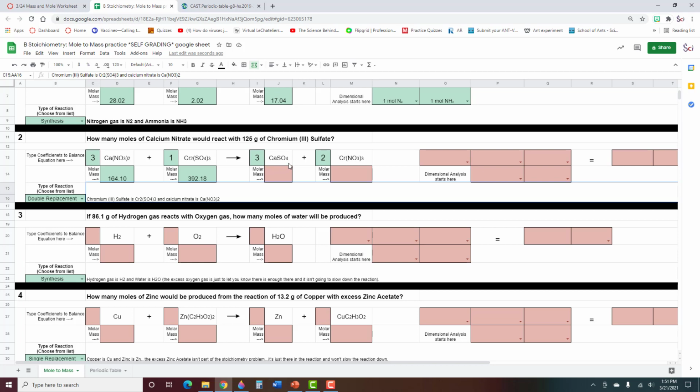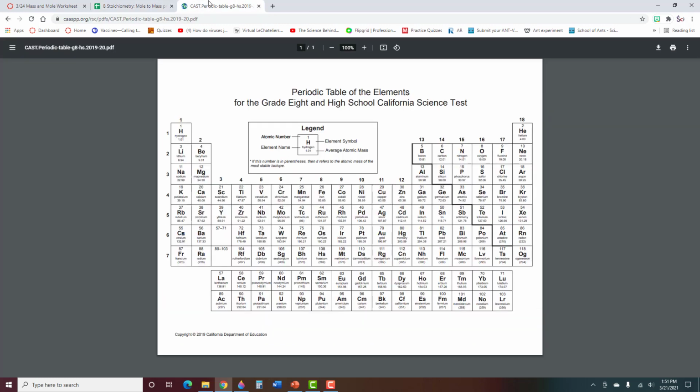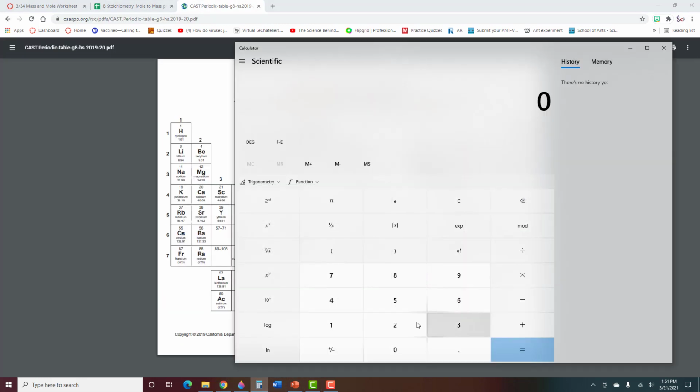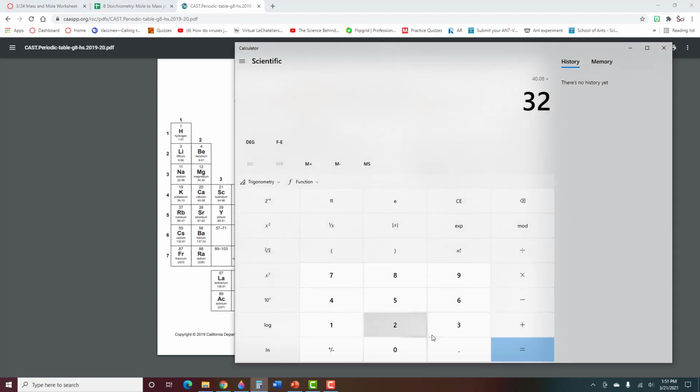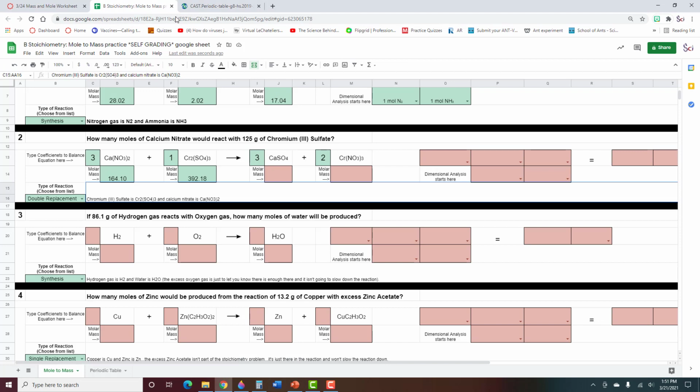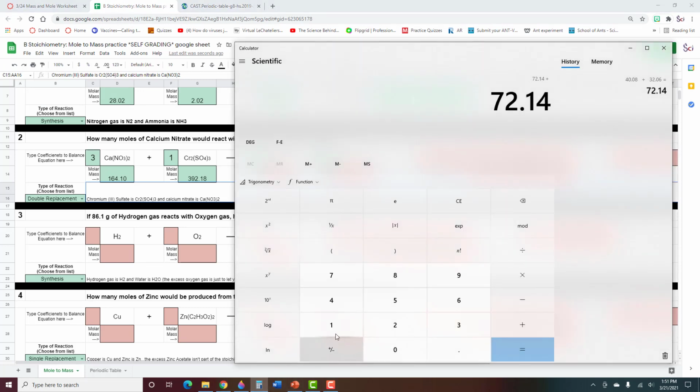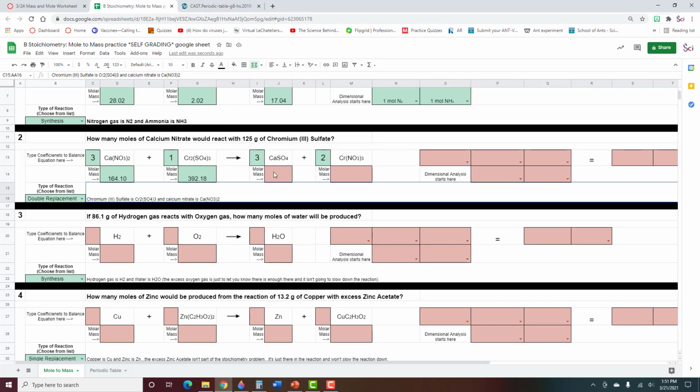Alright, so the next one is CaSO4, so Ca plus S plus O4. So Ca, calcium, is 40.08, and then add that to S, and S is 32.06, and then O4, so that would be O times 4, add that to 16 times 4, and that would be 136.14.